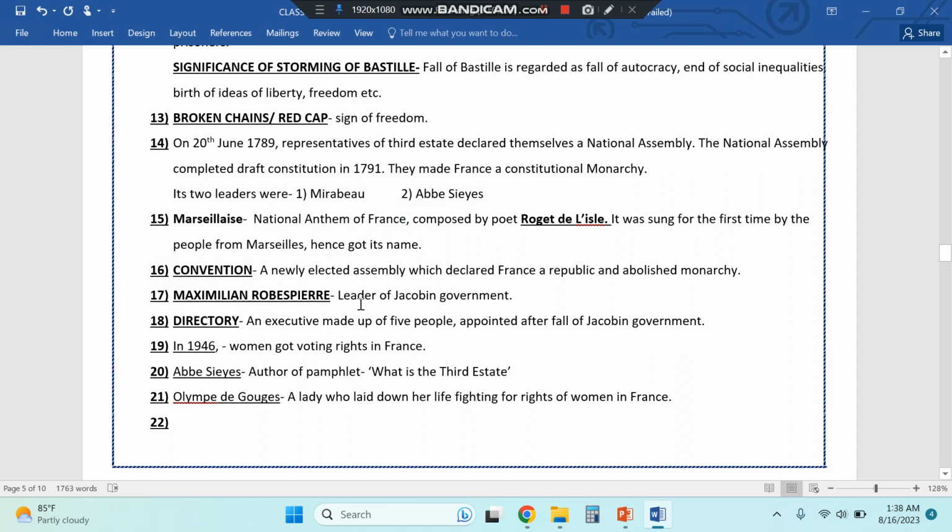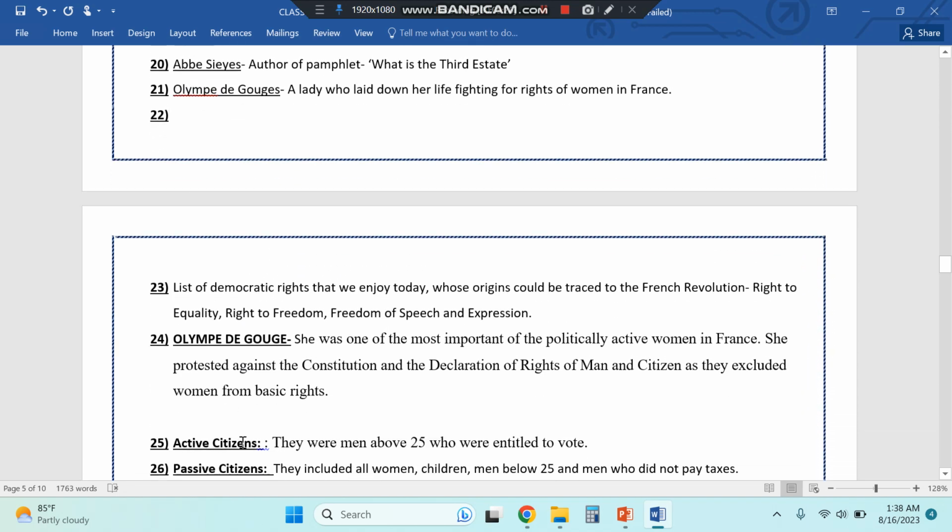Then Maximilian Robespierre, leader of the Jacobin government. It comes as a 1 marker also, very, very important. Then what was the Directory? Then how and when women got voting rights, who was Olympe de Gouges, who was a Jacobin... Point number 21 is also important.